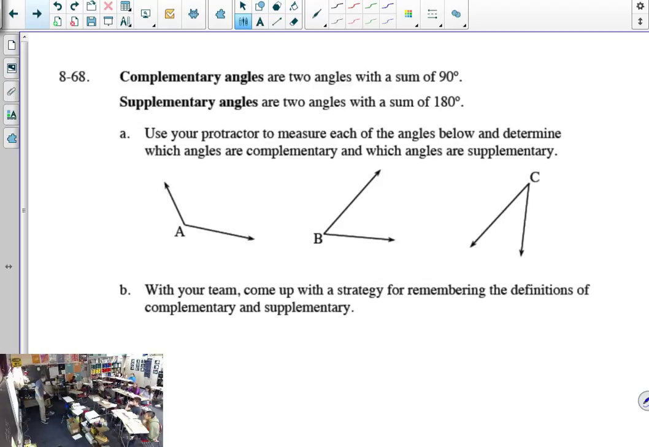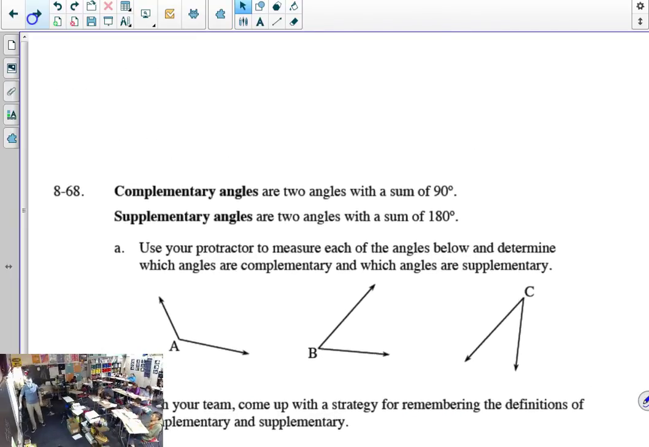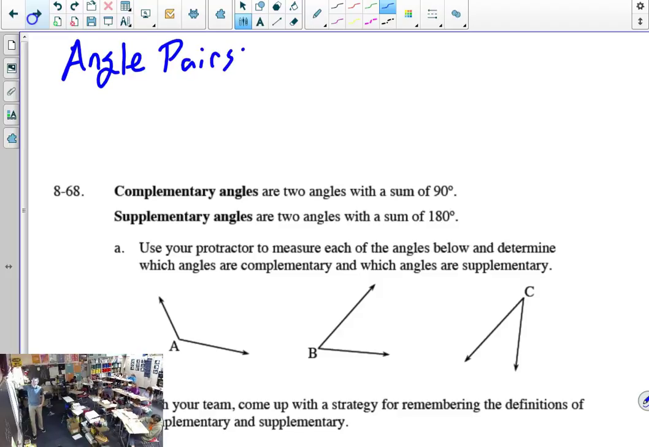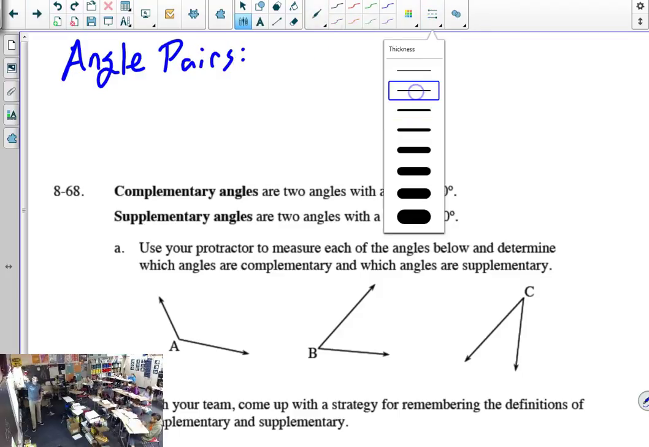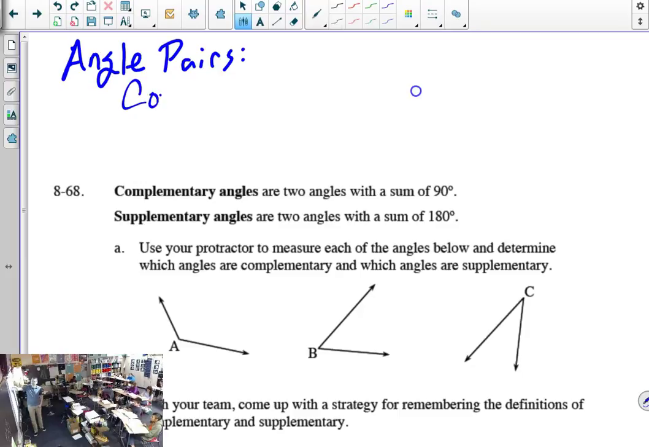Now, complementary and supplementary, I have a really easy way for you guys to remember. First, let's write them in your notes, and then I'll give you the really easy memory trick. So, let's just go ahead and label this angle pairs to make your life easier, because then there'll be less to write. Complementary.